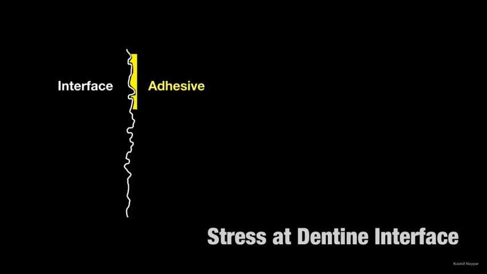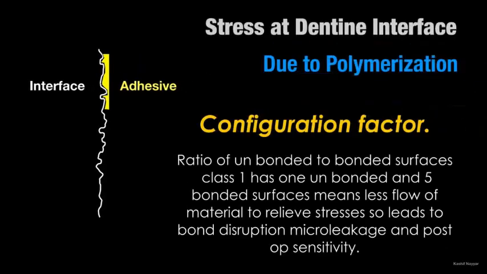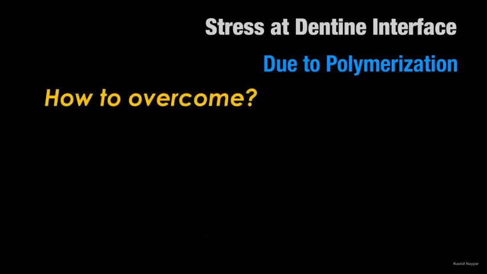And due to this shrinkage, the stresses are being generated at the dentine interface, and we call these stresses due to polymerization as configuration factor, which is a ratio from bonded to unbonded surface, and which is telling you how much shrinkage is predicted when you are applying composite to a number of surfaces. The less number of surfaces, the low configuration ratio and better bonding. Okay, so how to overcome? We have to place our composites in increments.